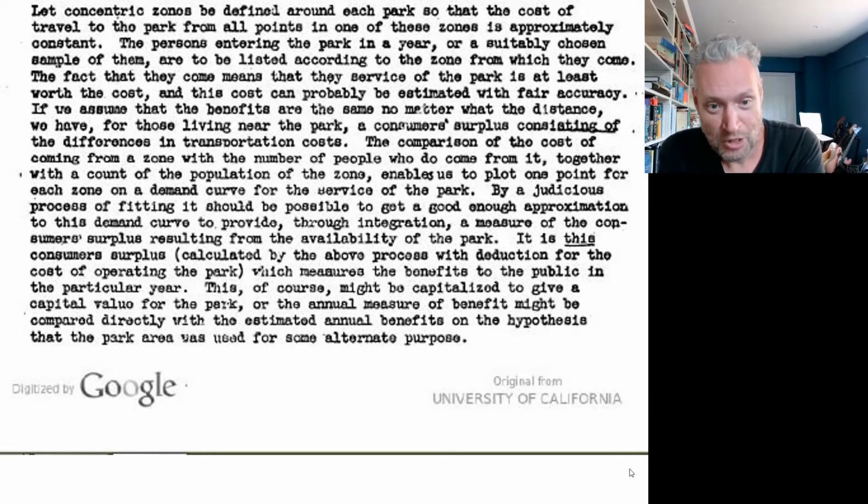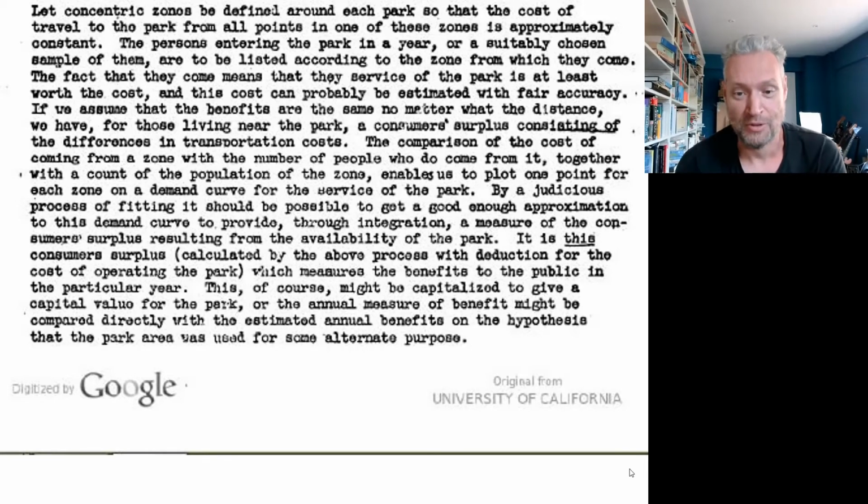It is this consumer surplus, calculated by the above process with deduction for the cost of operating the park, which measures the benefit of the public in that particular year. This, of course, might be capitalized to give a capital value for the park, or the annual measure of benefit might be compared directly with the estimated annual benefits on the hypothesis that the park area was used for some alternative purpose. And that's the travel cost method in a nutshell. Hotelling here describes the entire process of the zonal travel cost model. And it's as simple as that.